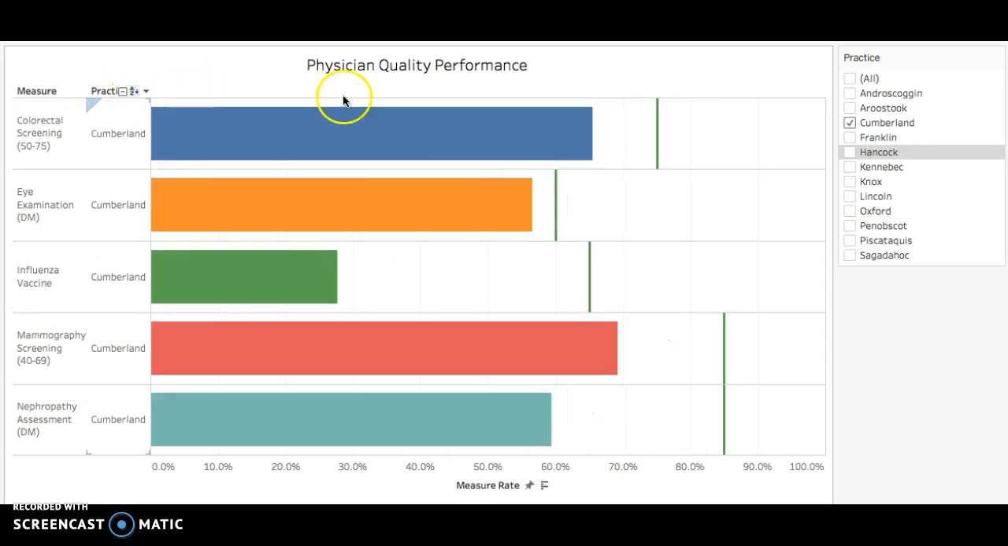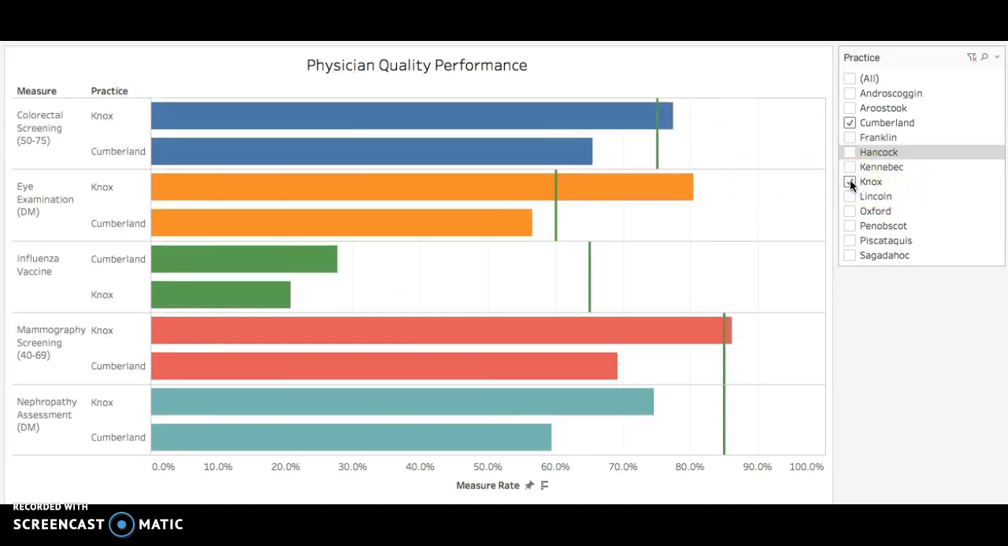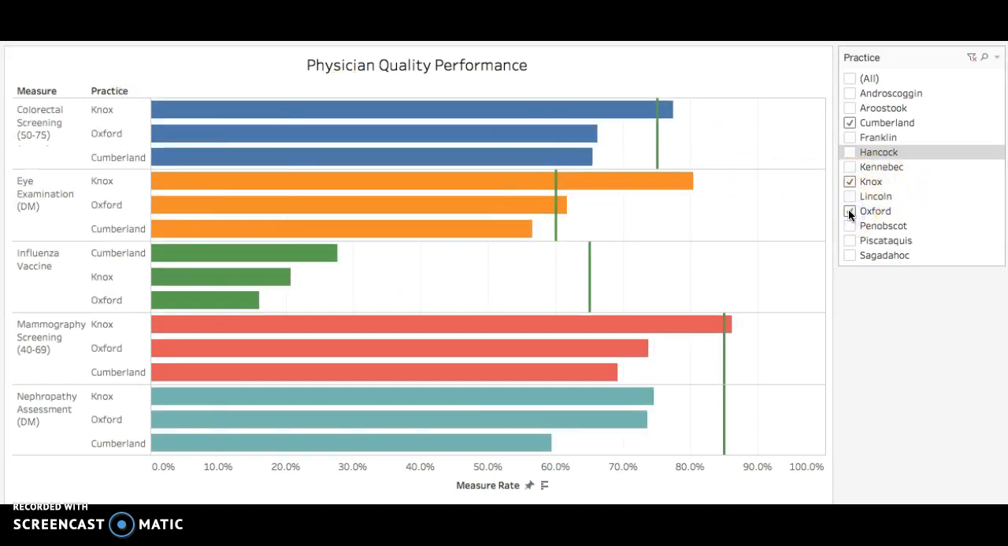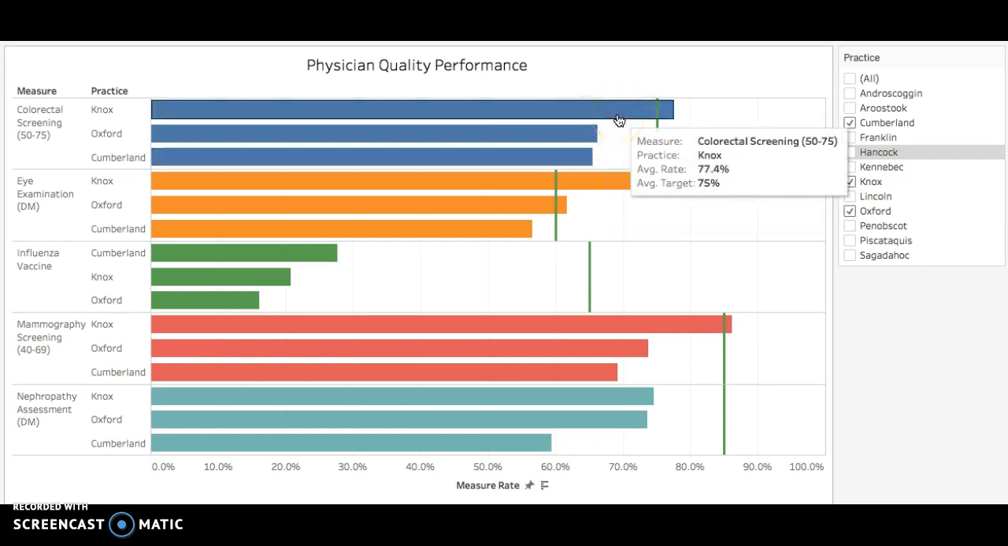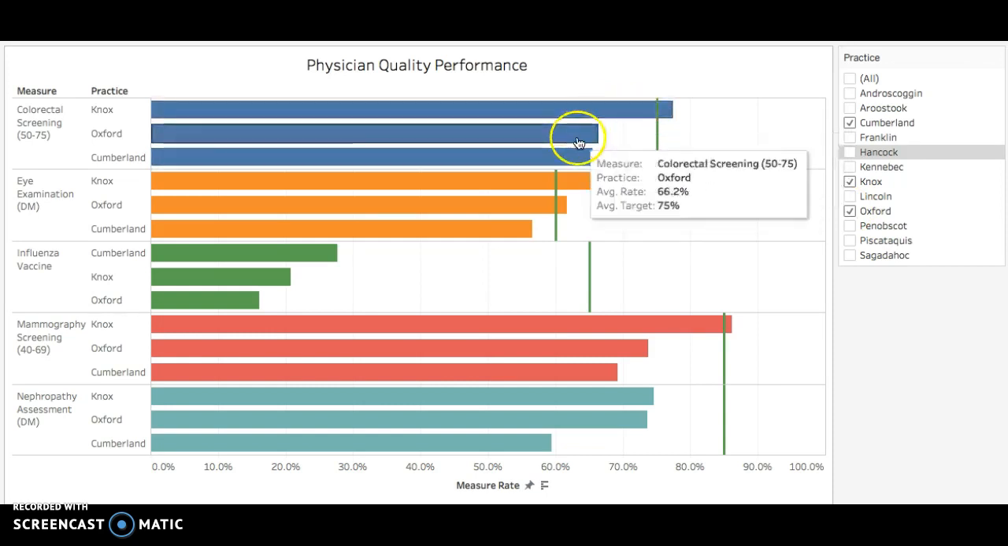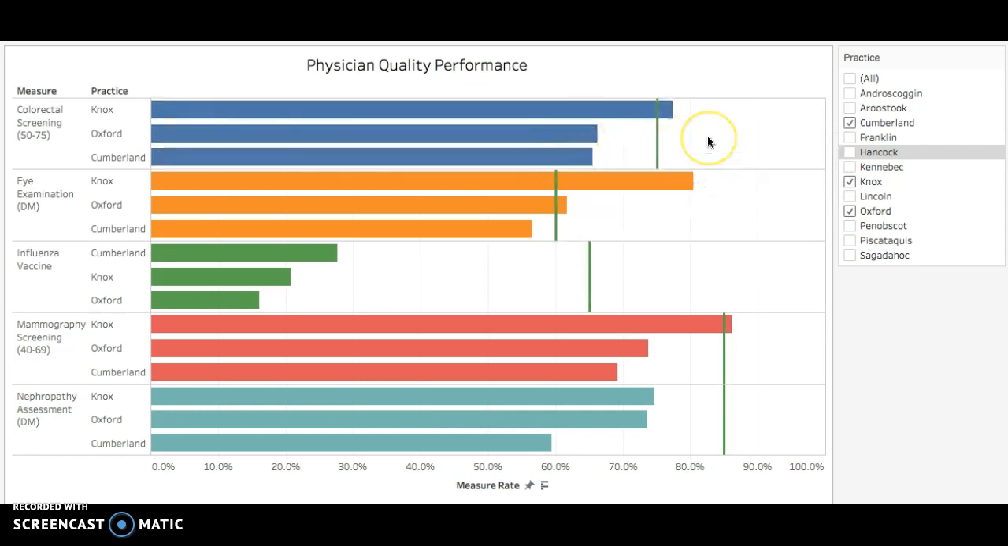If you'd like to compare practice to practice and not specific providers, you're able to select multiple practices, and we're easily able to compare multiple practices with each other. The performance rates are sorted from highest to lowest, so we can clearly identify higher performance versus lower performance.